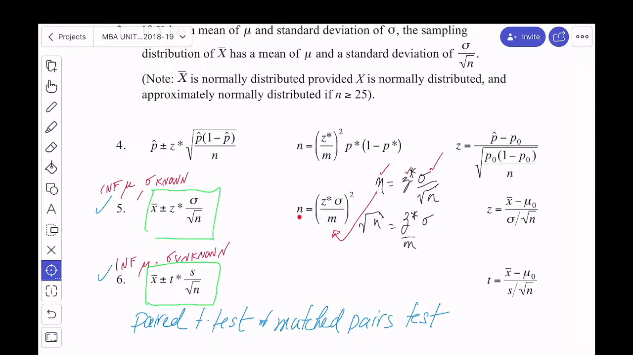Well, what sample size should I use? That's a question even before doing this, right? So what sample size do I use? And this is the formula for calculating it, okay?